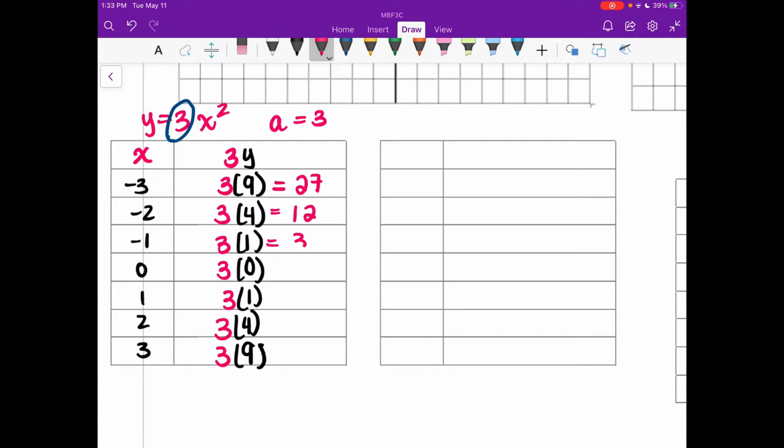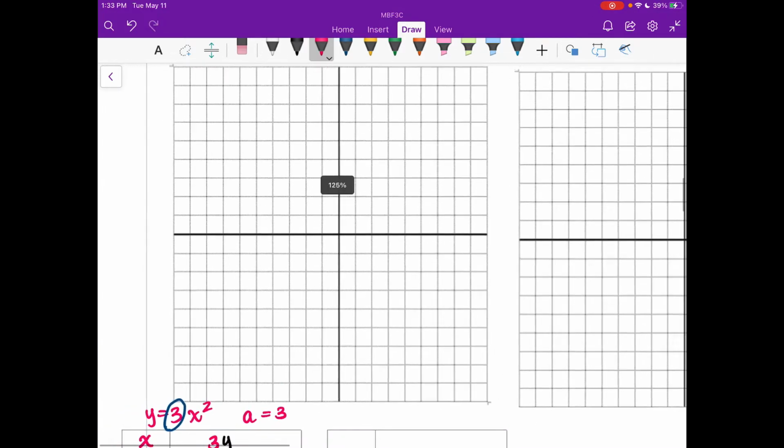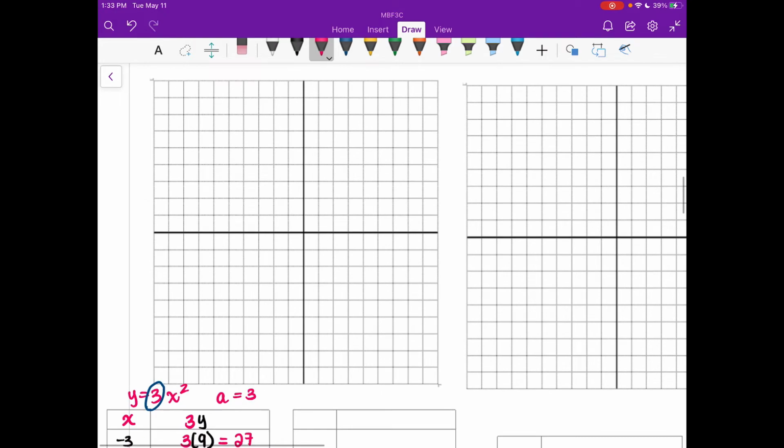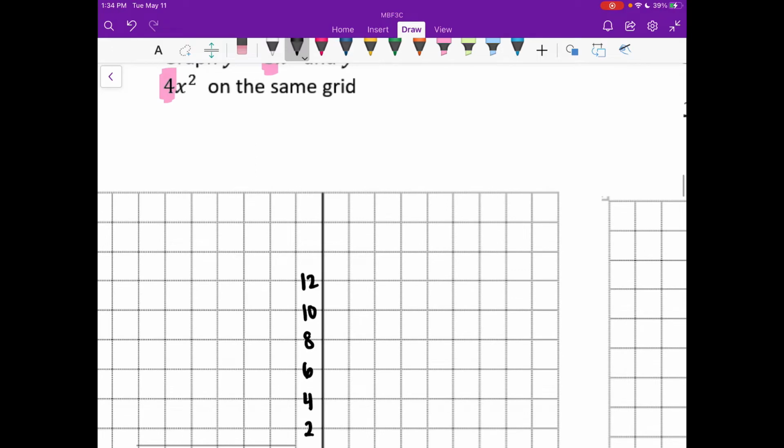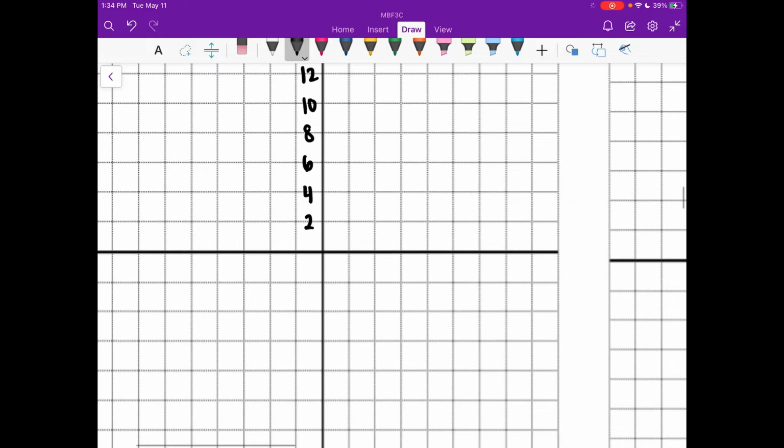3 times 1 is just 3, 0, 3, 12, 27. So I think 27 is just too much to graph on here. So I'm actually going to ignore my -3s. But instead of going up by 1s, I'm going to go up by 2s just because I have bigger numbers here. So I'm going to say 2, 4, 6, 8, 10, 12, 14, 16, 18, and I'll kind of get what I want to get in there.